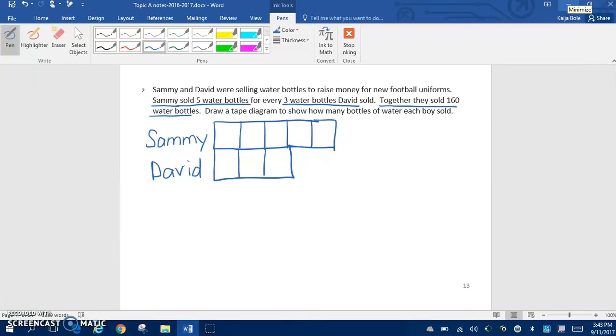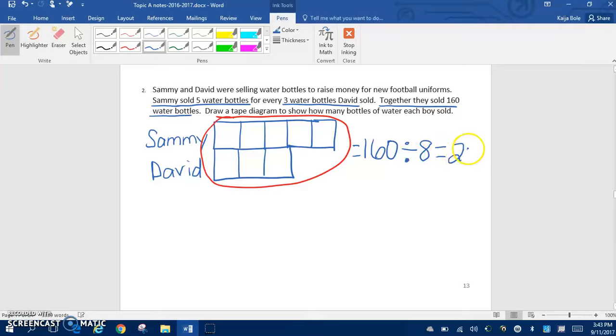that we've drawn our tape diagram, we have to figure out how many go in each box. So we know, based on what we underlined, that together they sold 160 water bottles. So all of this together is 160. And we know that there are 8 boxes in total, so we divide 160 divided by 8, which if you do it off to the side on your calculator gives us 20. So each box you can fill in equals 20. Go ahead and do that.